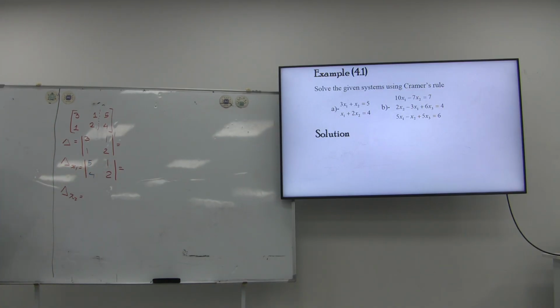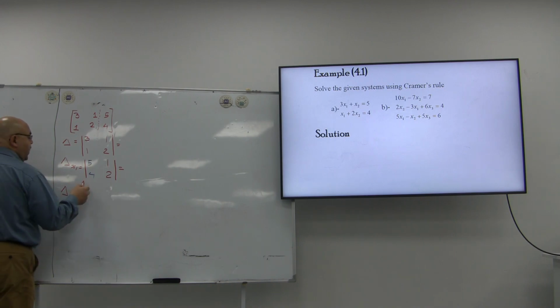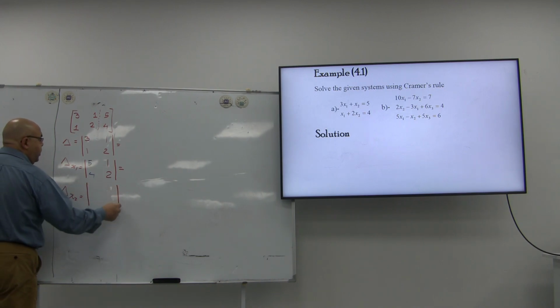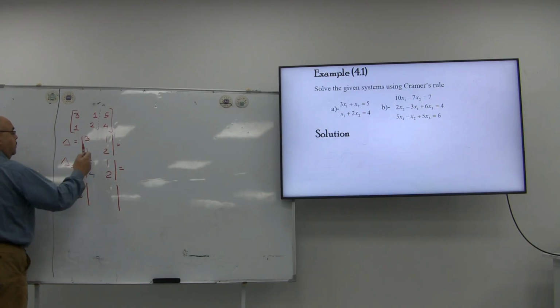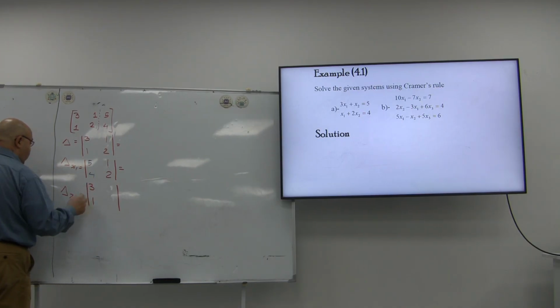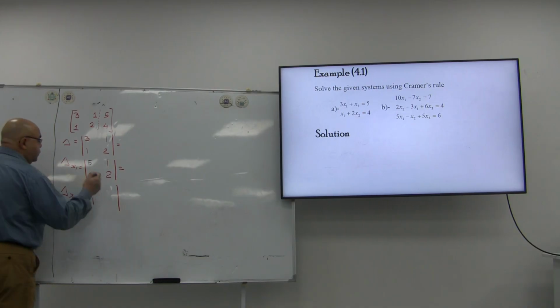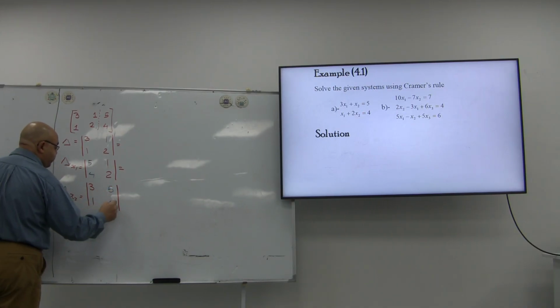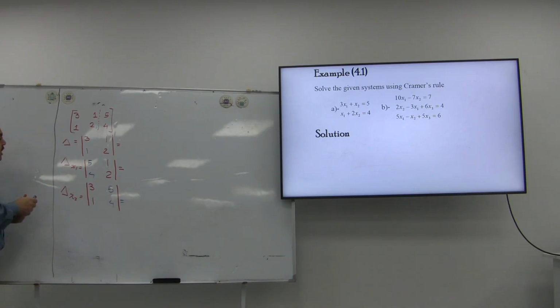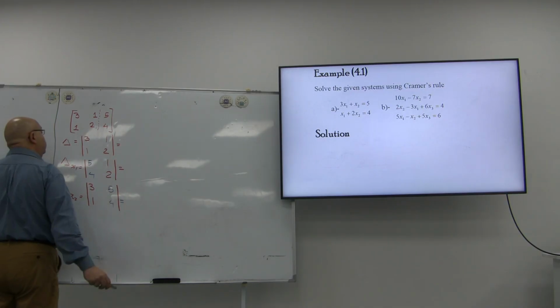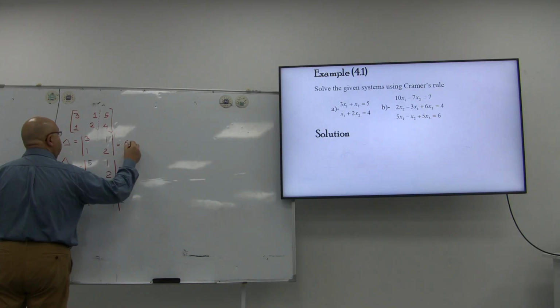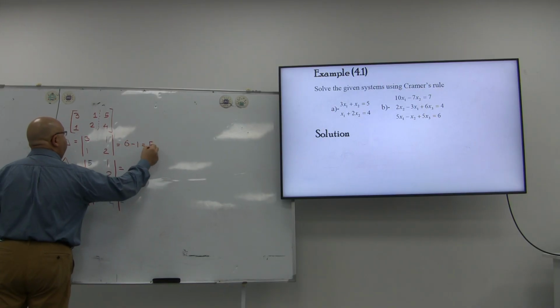The same way, I will write the second determinant, which is relative to x2. I will start with the coefficient matrix, but I will replace the column for x2 by the results. So it's going to be 3 and 1, and the other values I will replace by 5 and 4. Then start evaluating each one of them. I will start with the coefficient matrix: 3 times 2, it's going to be 6, minus 1, which equals 5.